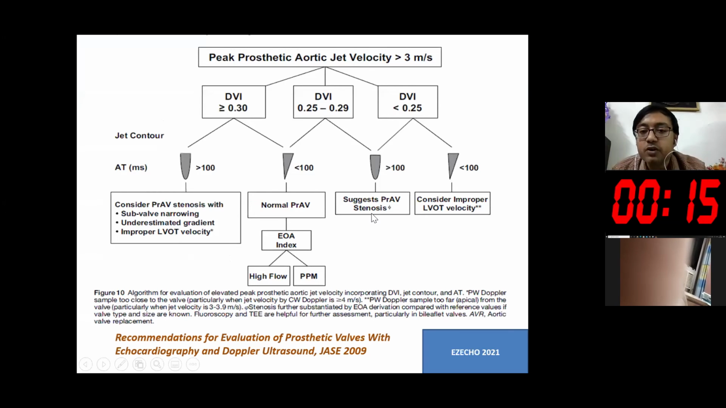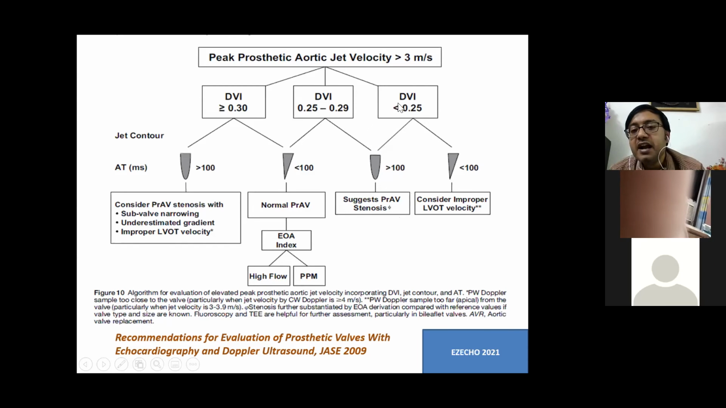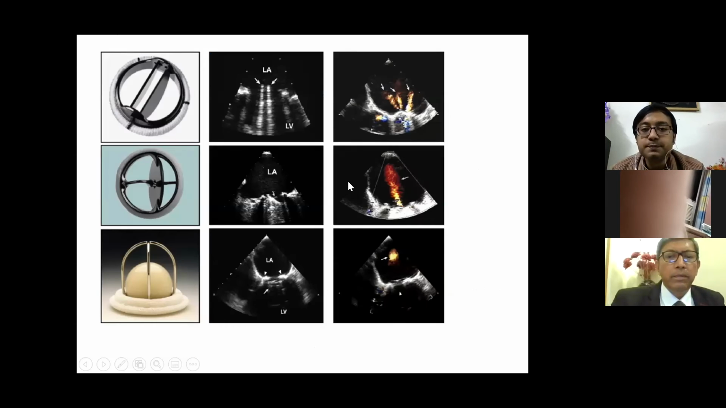This is a simplified algorithm, that is, with a DVI of less than 0.25 and with an acceleration time of less than 100, this typical triangular type of configuration usually indicates an improper LVOT velocity timing, because it should be this typical circular type. With an acceleration time of more than 100, that indicates a significant prosthetic aortic valve stenosis. So the combination of these two, with an acceleration time of more than 100 across the valve and a Doppler velocity index less than 0.25, usually indicates a severe prosthetic valve stenosis.